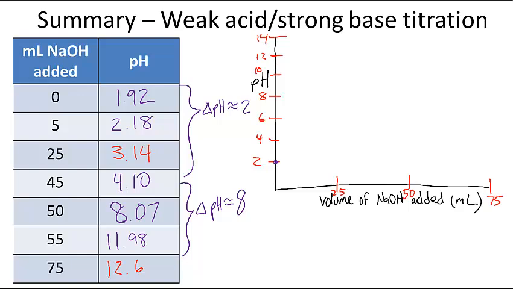So I started at a pH of about 2 when 0 had been added. At 5 milliliters, it was just slightly above 2. At 25 milliliters, it was a little above 3. At 45 milliliters, it was at 4.1. At 50 milliliters, it was right about 8. At 55 milliliters, it was up to about 12. And then at 75 milliliters, it was a little above 12.